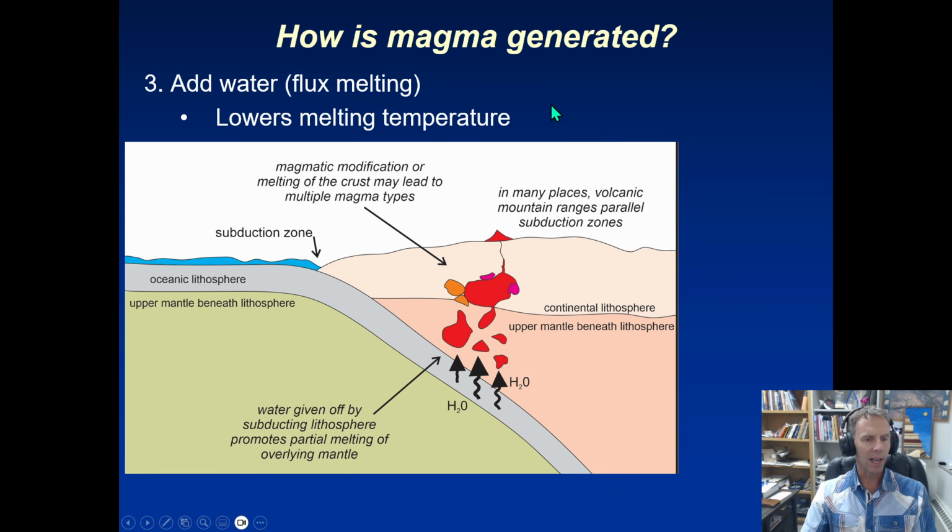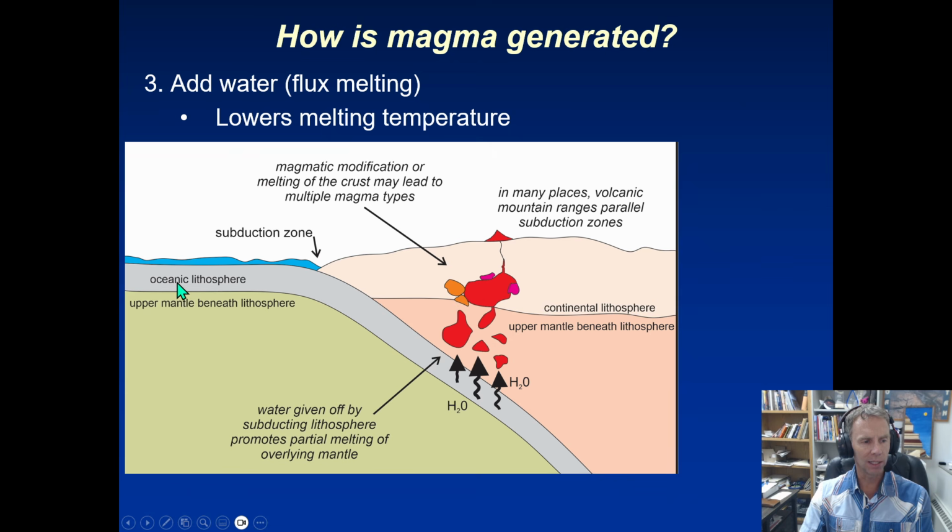And then finally, our last recipe for generating magma is one that's kind of counterintuitive, but it's an important one, and that is by adding water. Turns out water, and this is called flux melting, the water added to the rocks, specifically in the upper mantle, causes the melting temperature to be lowered. So it's easier to melt the rocks if you add water.